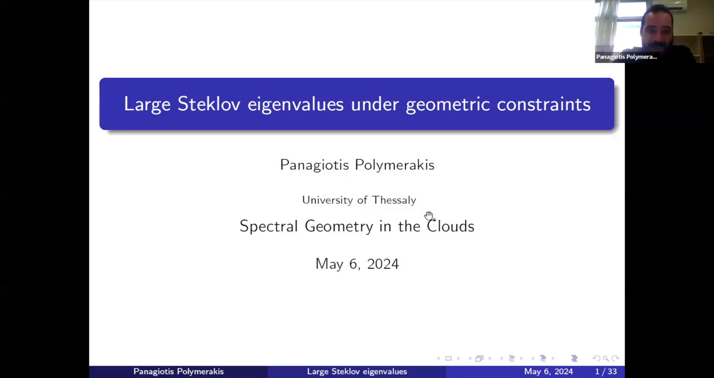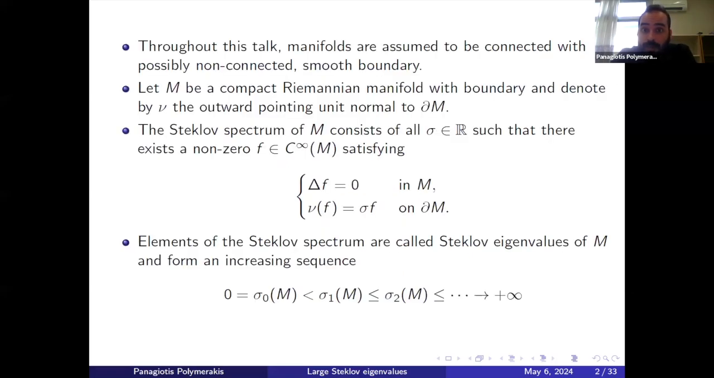Thank you very much. Today we'll discuss a couple of constructions producing large Steklov eigenvalues under certain geometric constraints. Throughout this talk, manifolds will always be assumed to be connected, almost always compact, with possibly non-connected and smooth boundary. So let M be a compact Riemannian manifold with boundary.